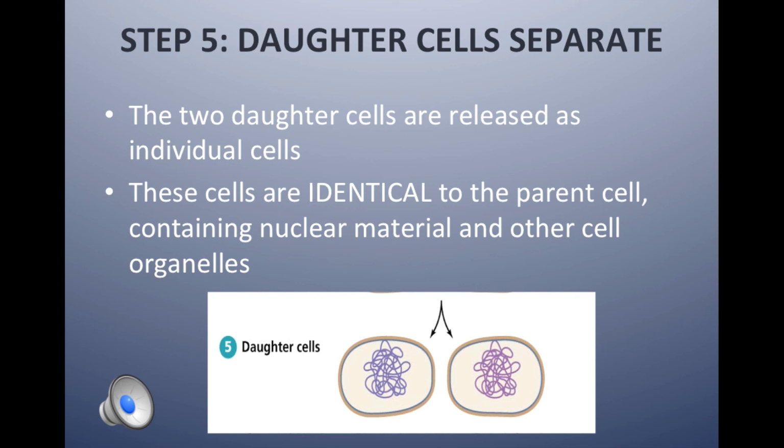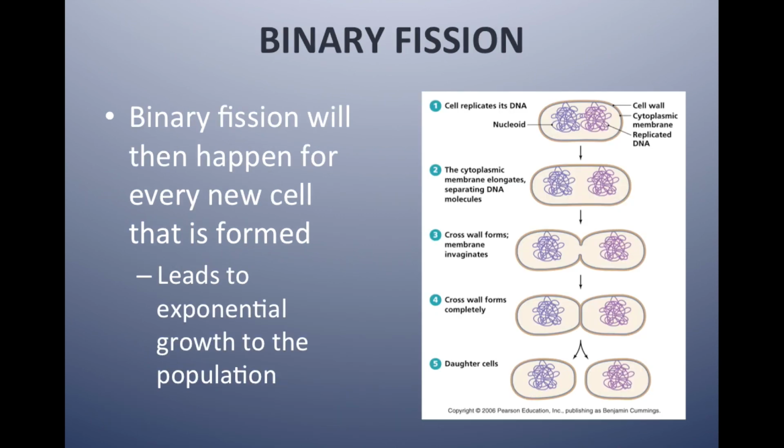Step number 5 is daughter cells separate. The two daughter cells are released as individual cells. These cells are identical to the parent cell. They each contain the same nuclear material and cell organelles. This process happens for every new cell, which leads to growth for the population.